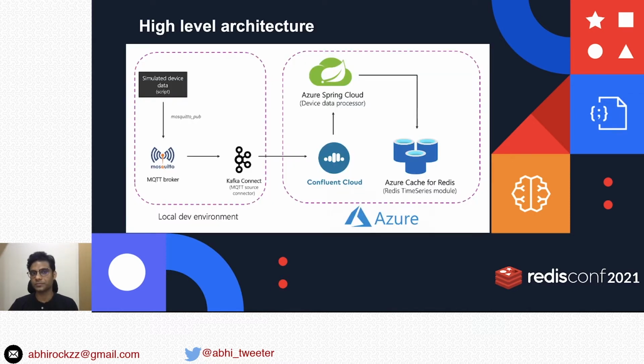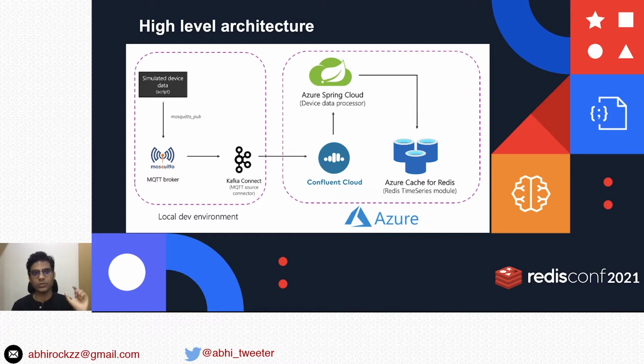Now, before I jump into the demo itself, let me give you the high-level architecture. On the left-hand side, I have my local development environment. And this is, of course, just set up for convenience purposes. In a production scenario, of course, it's going to be different. I have just a simple bash script, which is generating this fake simulated device data. I have a local MQTT broker running as well.